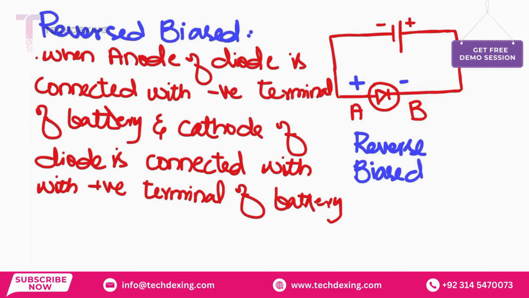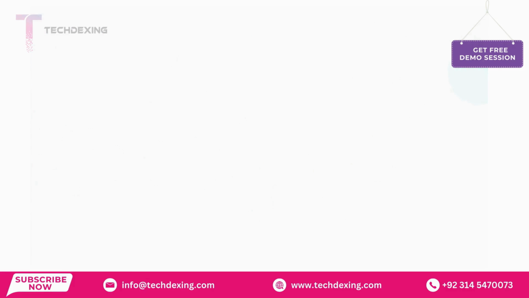Okay, so now jump to the next slide. Just like I have told you about the forward biased, that the resistance of the semiconductor diode is very small, so a large amount of conventional current flows through it. But if we talk about the reverse bias, we can observe that the resistance is very large.